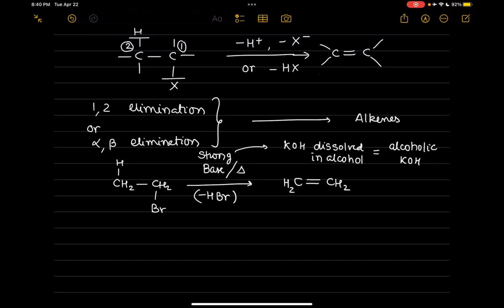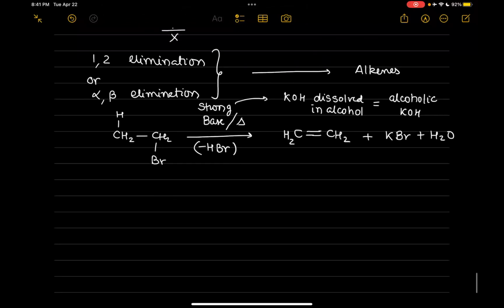Why alcohol solution? So you take KOH, KOH eliminates the HBr and it forms a salt, KBr, and H2O. So this is the complete products, but nobody bothers about these two products. If somebody is asking, then only you should write, otherwise you should mainly bother about the organic product. Is it clear or not?